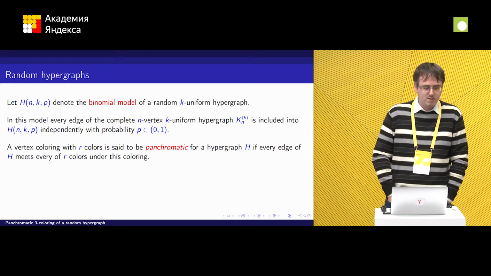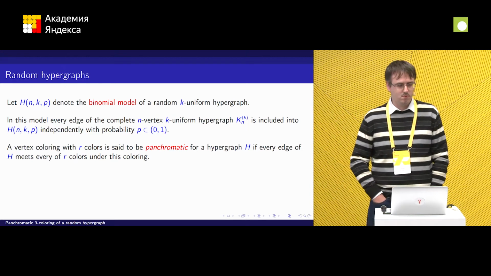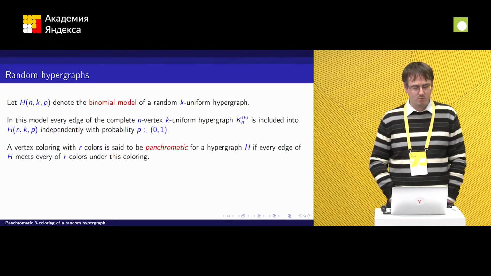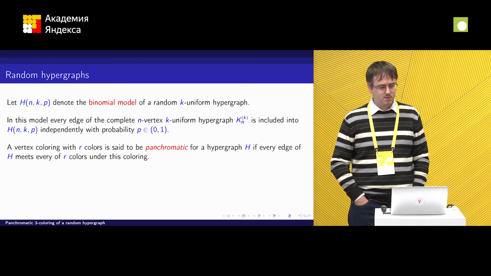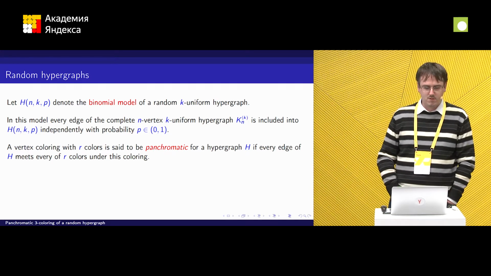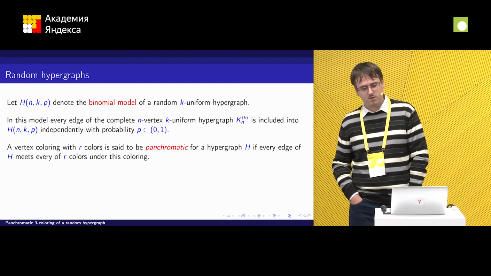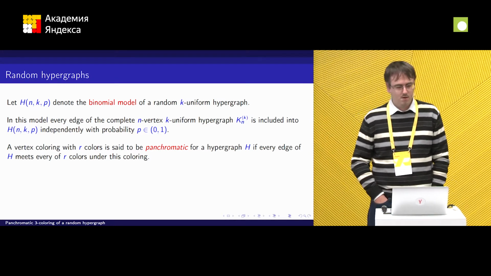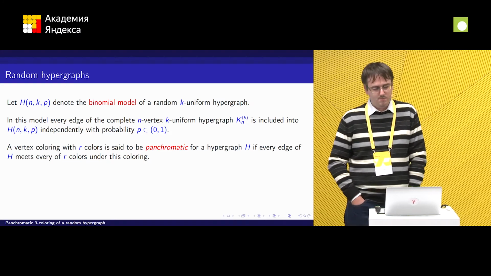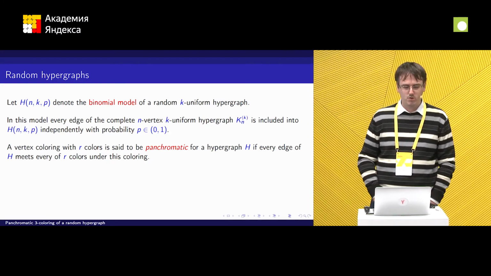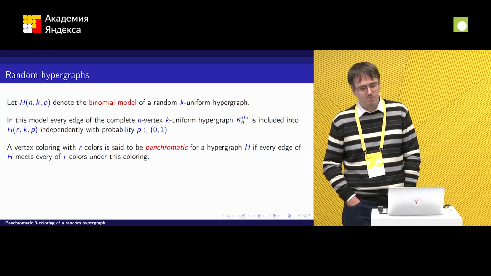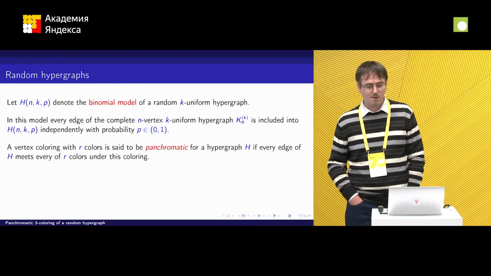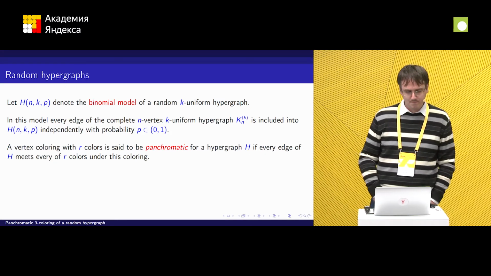So we will consider random hypergraphs. Let me recall the binomial model of a random k-uniform hypergraph H(n,k,p). So we have n vertices, and we consider the complete n-vertex k-uniform hypergraph, and every edge of it is included independently with probability p into our random hypergraph H(n,k,p). So roughly speaking, we have a Bernoulli scheme on the edges of the complete n-vertex k-uniform hypergraph.